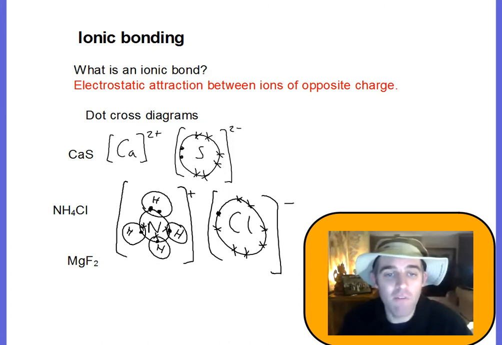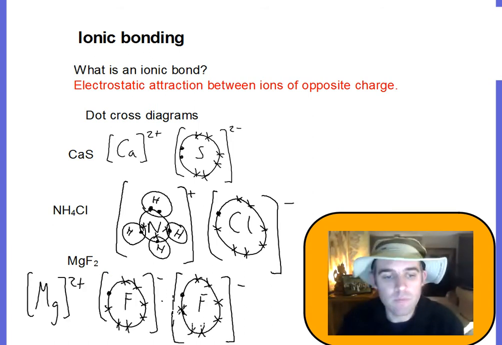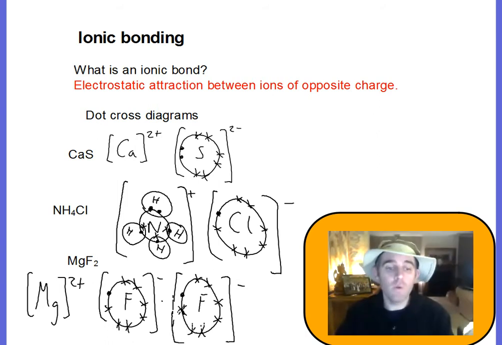Both these examples have 1 ion each because the charges, though opposite, are equal. In this case, we have 2 fluoride ions for every 1 magnesium ion. Magnesium has 2 electrons in its outer shell because it's in group 2, so it loses both those electrons. Each fluorine can only gain 1 electron to become fluoride, so we need 2 fluorines to make 2 fluorides, 2 lots of F-.